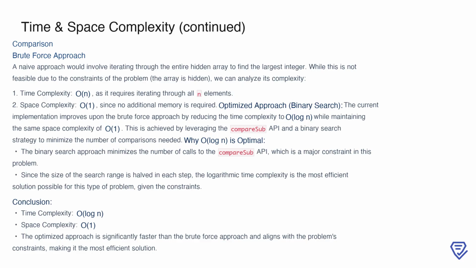With the search range halving at each step, the logarithmic time complexity is the most efficient solution possible, given the constraints. The space complexity of O(1) is maintained, as no extra memory is used. In conclusion, the optimized approach is significantly faster than brute force while adhering to the problem's constraints, making it the ideal solution with a time complexity of O(log n) and space complexity of O(1).